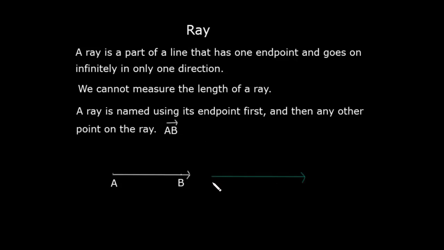For this ray, we can write P over here. This is one endpoint and we can take any other point Q. So we can name this ray as PQ and we can write this arrow on PQ. So this is how we label a ray.